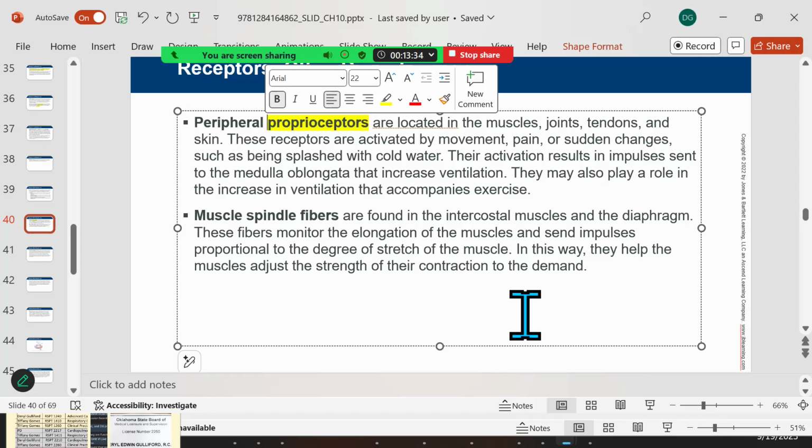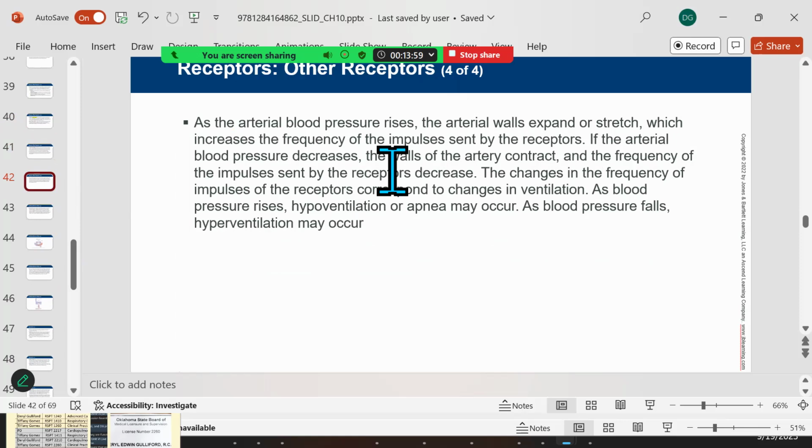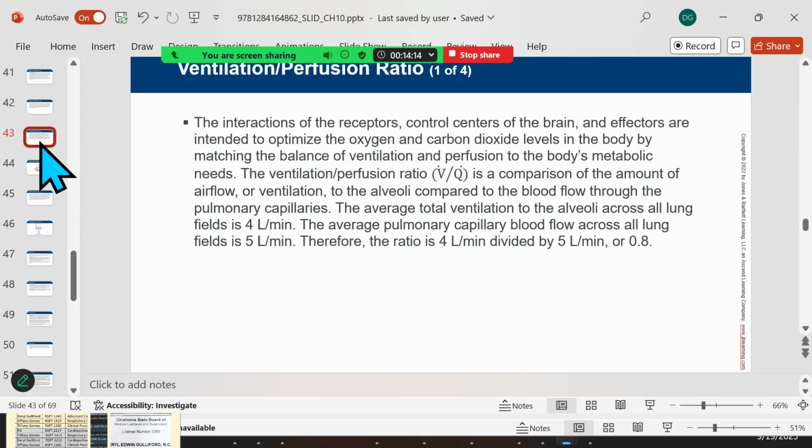Muscle spindle fibers also monitor elongation of muscles, so they will adapt to the demands like an exercise session or weightlifting. Arterial baroreceptors are pressure sensitive in the blood vessels, and they notice blood pressure that's too high or too low and send signals to adjust that. As arterial blood pressure rises, the walls expand. That increases the frequency of impulses, and arterial blood pressure responds to that. So it's an amazing set of mechanisms, I would say, that keep all of this straight.